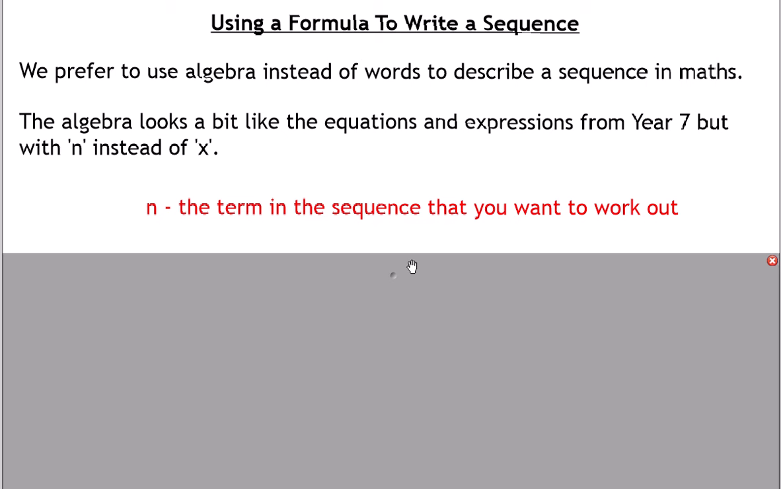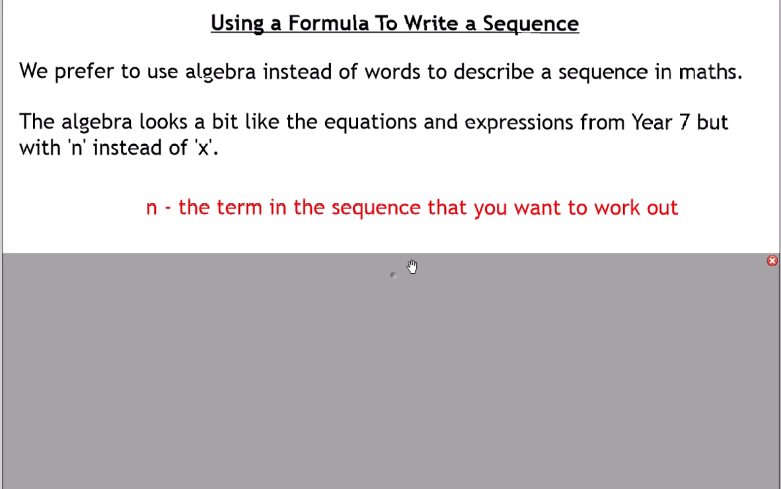So we talked about terms in the last lesson, saying that a term is one of the numbers in the sequence. So if I wanted to talk about the third number in the sequence, that is called the third term. If I was looking at the 10th number in a sequence, that would be the 10th term.